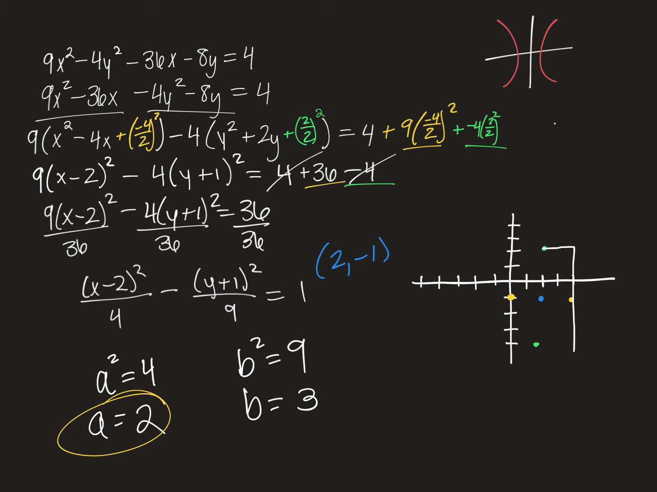Can you explain the green one? That was the b. So I went up 3, down 3. How do you pick which ones are which? a is left and right. a is basically x and b is basically y.